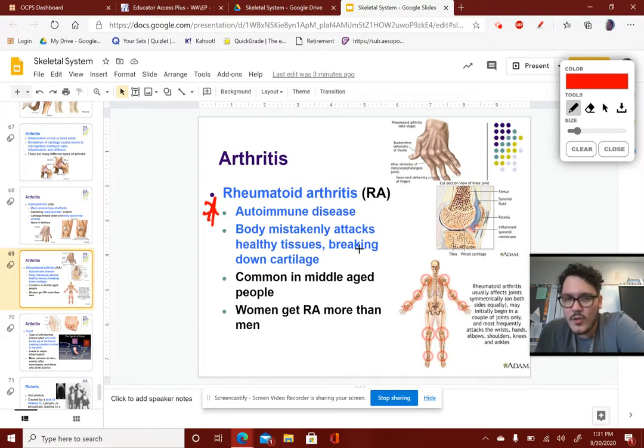So with regards to rheumatoid arthritis, the body mistakenly attacks healthy tissue. It's going to specifically target the cartilage and destroy the cartilage itself. This is more common in middle-aged people. Women are a little bit more prone to rheumatoid arthritis, but not as bad as like osteoporosis.